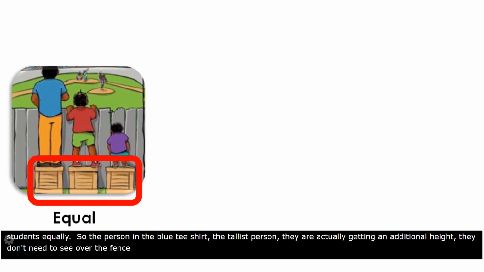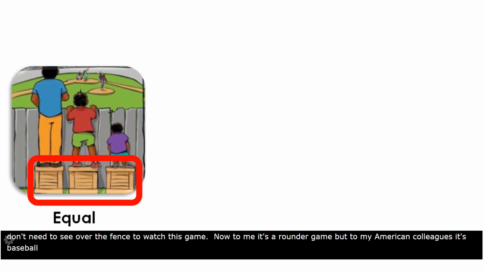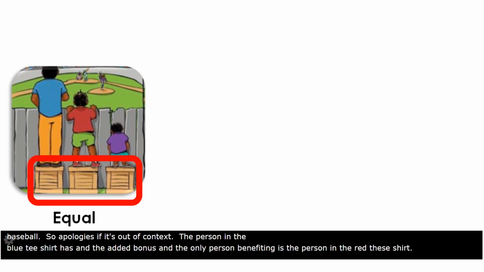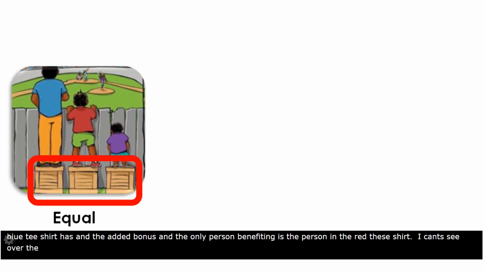Now, to me, this is a rounders game, but to my American colleagues, I think this is baseball. So my apologies if it is out of context. The person in the blue t-shirt has that added bonus, and the only person actually benefiting is the student in the red t-shirt, the middle student, who can now just see over the fence. I, still in the purple t-shirt, can't see over the fence. It just illustrates that I am not seeing the game. So this is equal distribution of learning support.